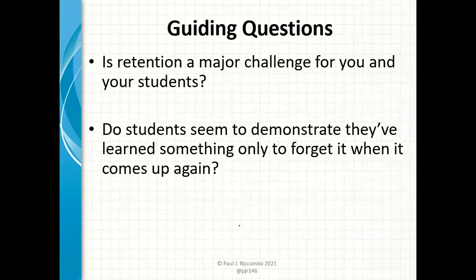So a couple of guiding questions that I like to put forth with this. Is retention a major challenge for you and your students? Now, if I could see you, I'm sure you're shaking your heads. One thing that I have noticed working with schools and teachers across the country is that if there's anything math teachers agree with, elementary, middle, and high school, it's that retention is a constant challenge.